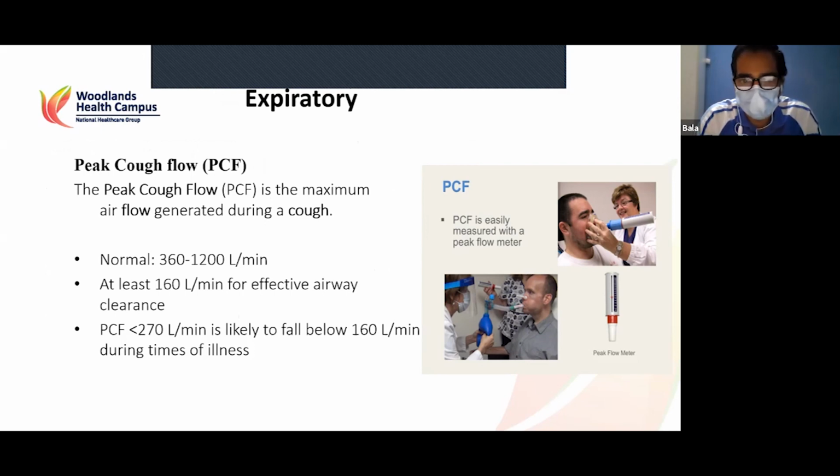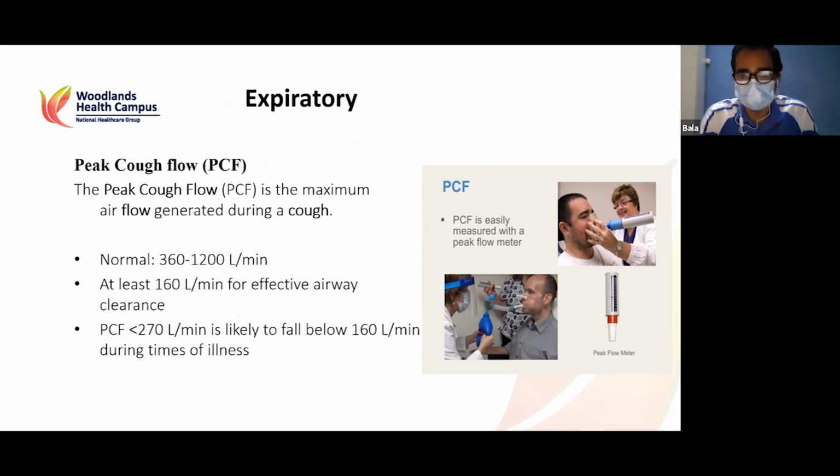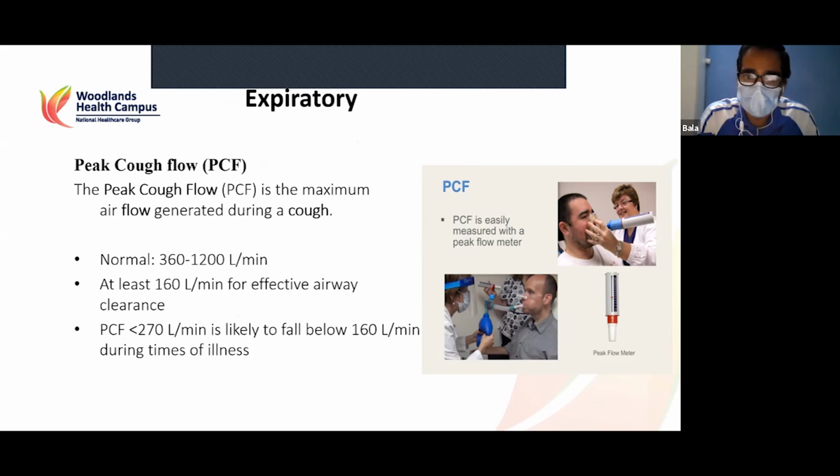Expiratory, I think we all know this. We use the PCF for asthma patients also, just to see how patent the airway is. If it is bronchospasm, then this is going to be reduced. But the same can be used to check the expiratory muscle strength. There is a difference between peak cough flow and peak expiratory flow, which I'll be explaining in a short while. So usually we measure peak cough flow.